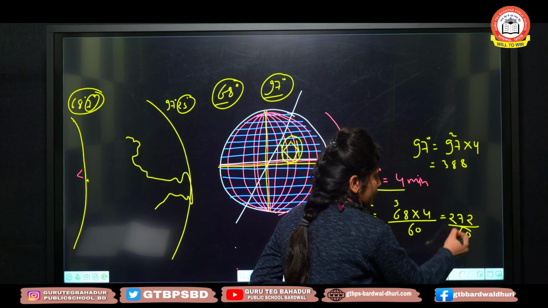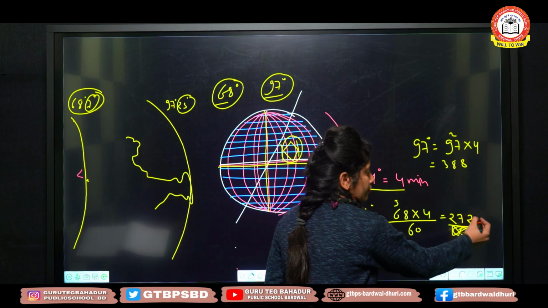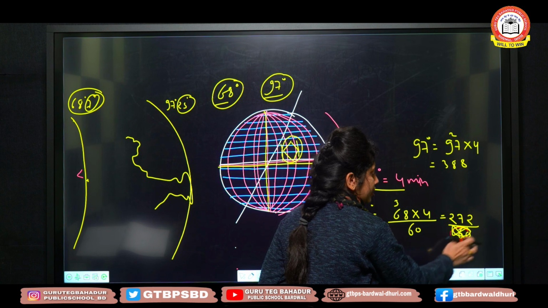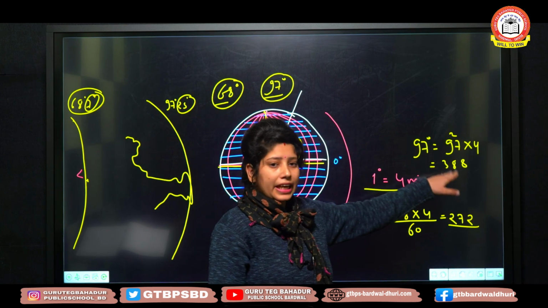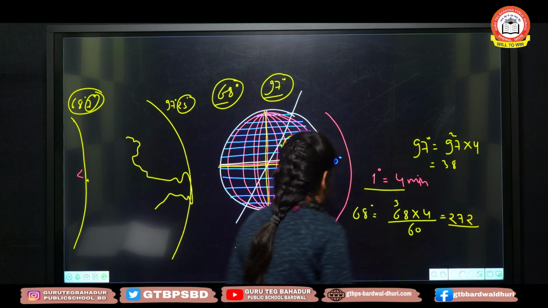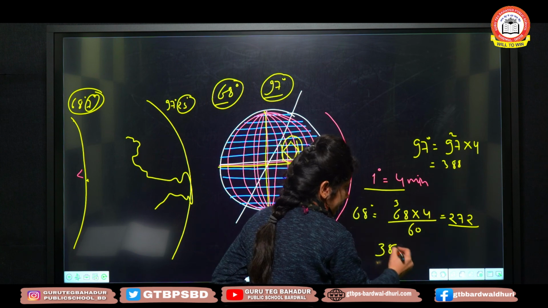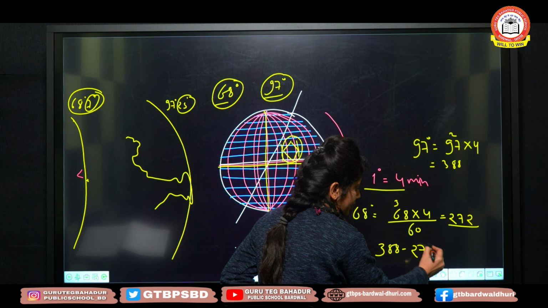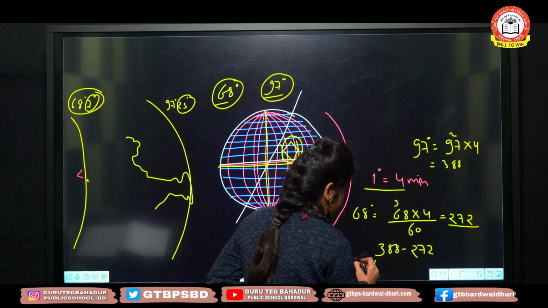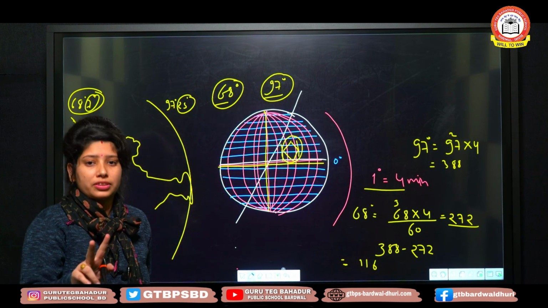Oh, no need to convert it into hours. Okay, now you can find the difference. The values are 388 and 272. Okay, and the difference is 388 minus 272, that is 116 minutes, about 2 hours.